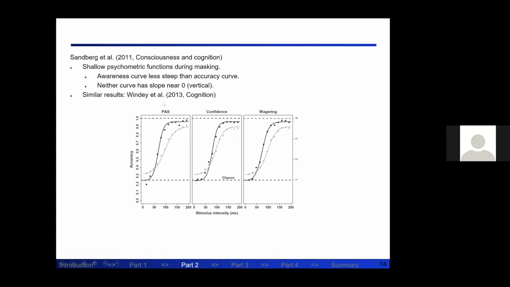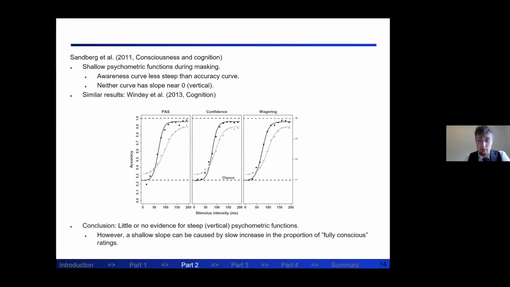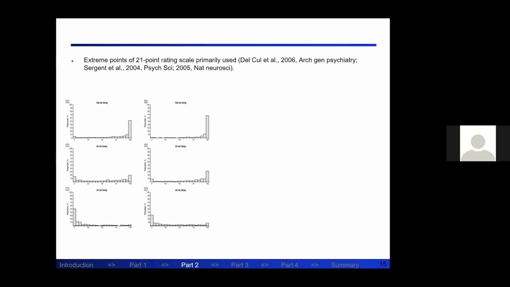Bert Windy and colleagues got a similar result in their paper a couple of years later. So the conclusion is that there's little or no evidence for the steep vertical psychometric function, but there's also other evidence, because a shallow slope can just be caused by a slow increase in ratings where participants say they are fully conscious. So it might be that they go from saying, no, I didn't see anything at all, and then gradually shift to saying, I saw it completely clearly. And when you look at this 2006 paper, that is indeed the pattern that you see.